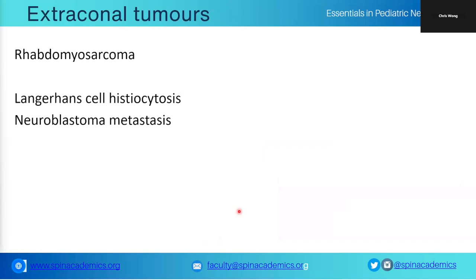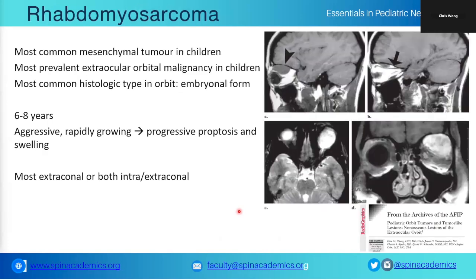As mentioned already, we think about soft tissue tumor or lesion or bone lesion in the extraconal space as representative pathology. And the three important ones are rhabdomyosarcoma, Langerhans cell histiocytosis, and neuroblastoma metastasis. Rhabdomyosarcoma is one of the most important pathologies in this location.